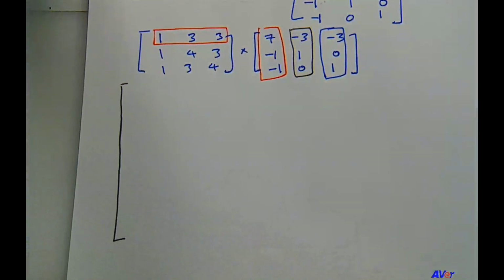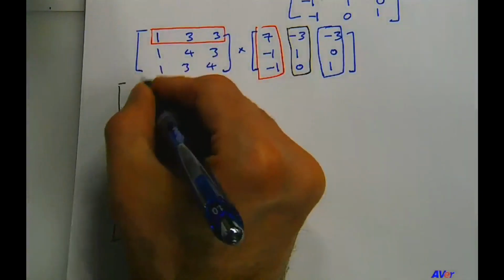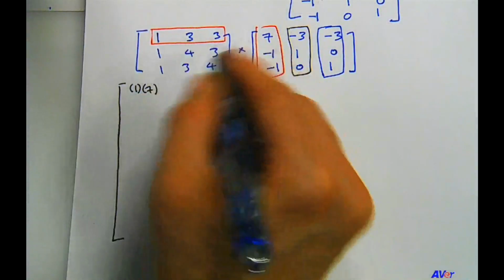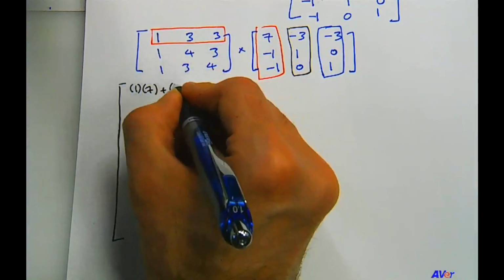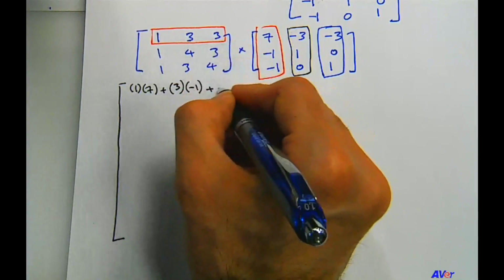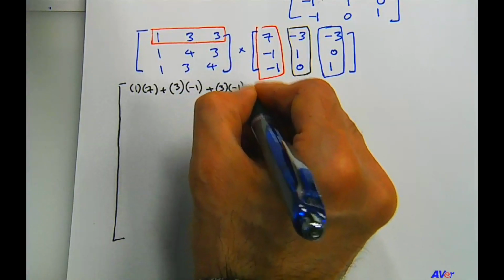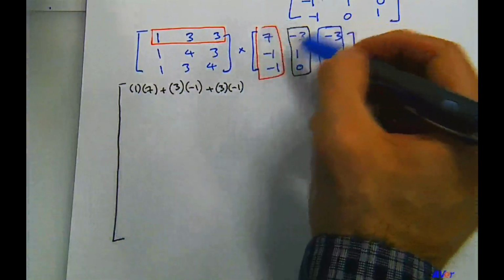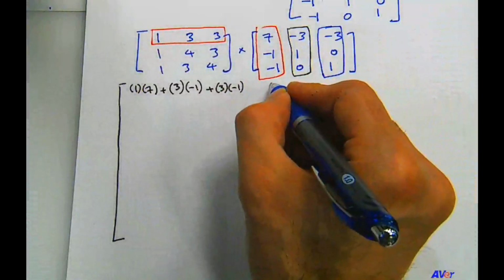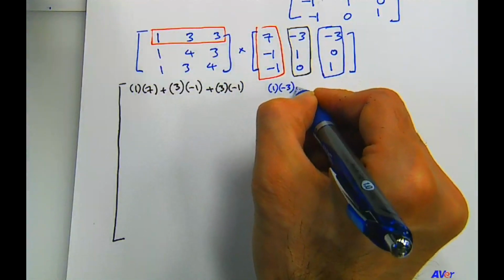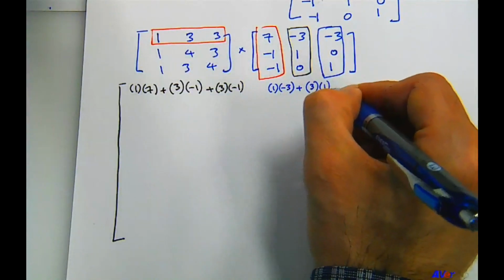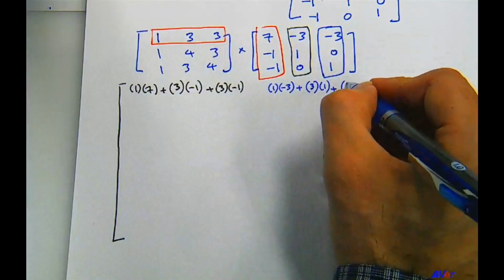I think I can fit all that here. So 1 times 7, 3 times -1, right? Plus 3 times -1, plus 3 times -1 again. Then the next column, right? Multiply this by the second column. 1 times negative 3. 3 times 1. 3 times 0.